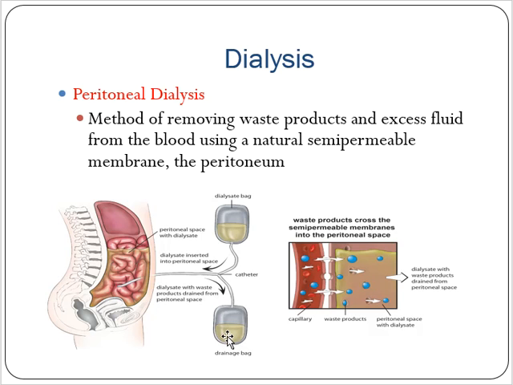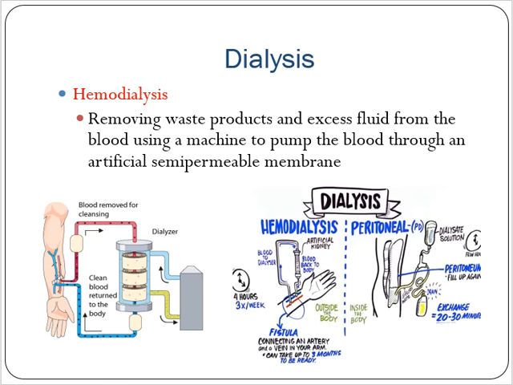Hemodialysis removes waste products and excess fluid from the blood using a machine. The machine is like an artificial kidney. It pumps the blood through an artificial semi-permeable membrane. This is the patient on hemodialysis.